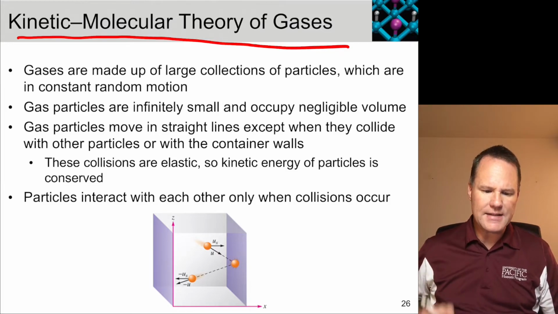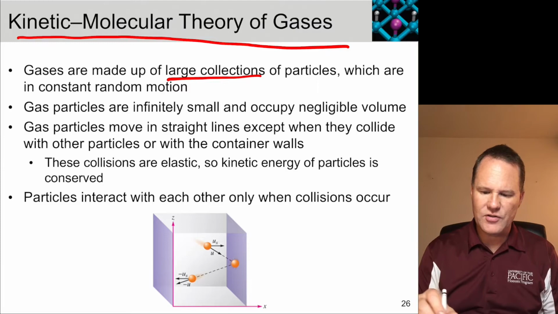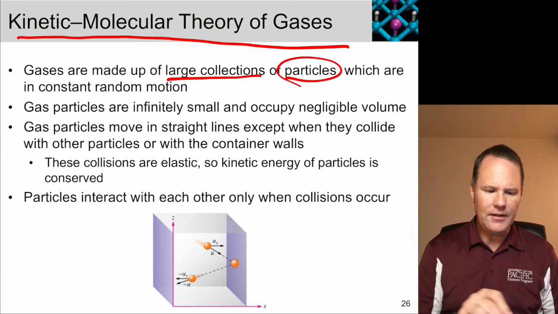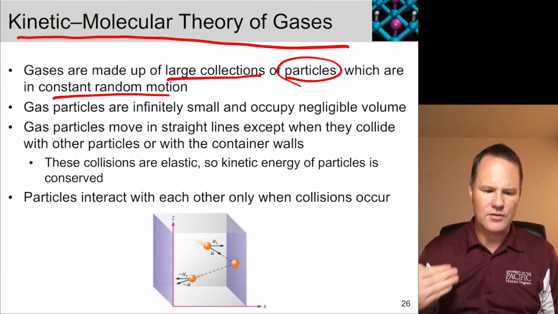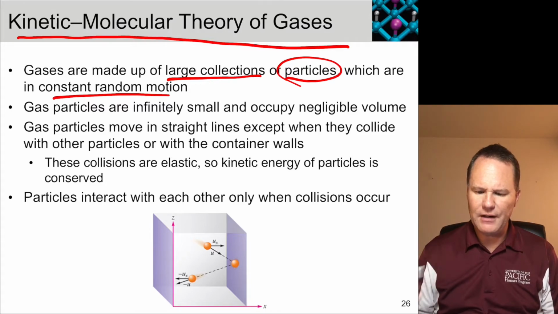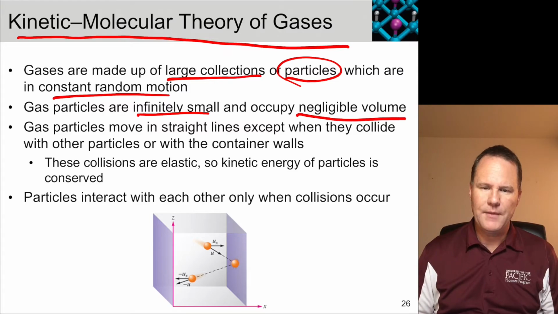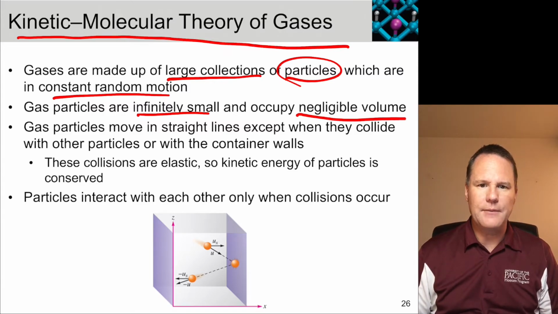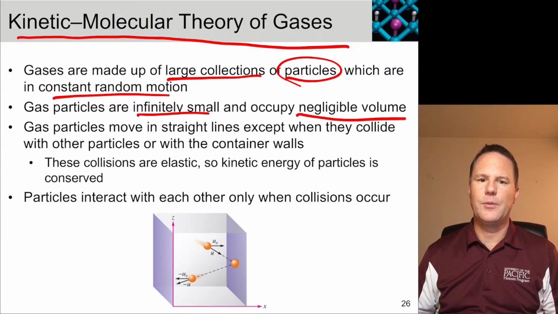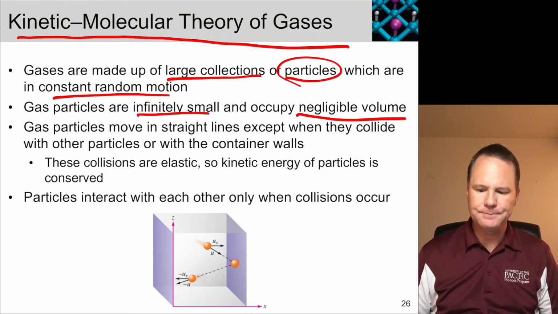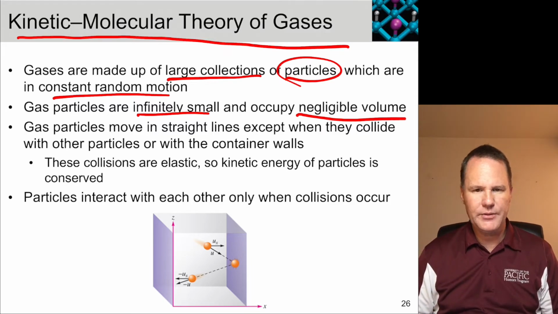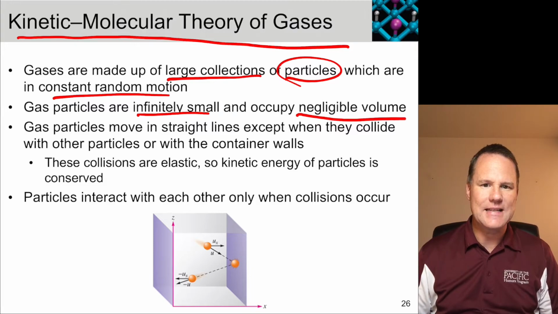So first of all, gases are made up of very large collections of particles in constant random motion, right? So they just fly around. They're very small, infinitely small, they occupy negligible volume. Of course, we know that's not true, right? We know the size of an atom, therefore we know the size of a molecule and all that. But compared to the volume that the gases have available to fly in, that is the size of a container, their volume is negligible.